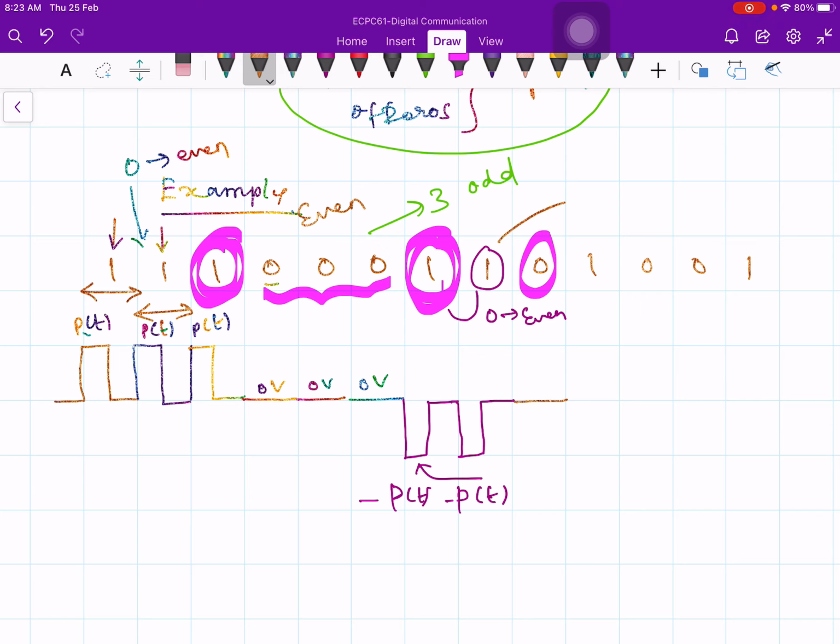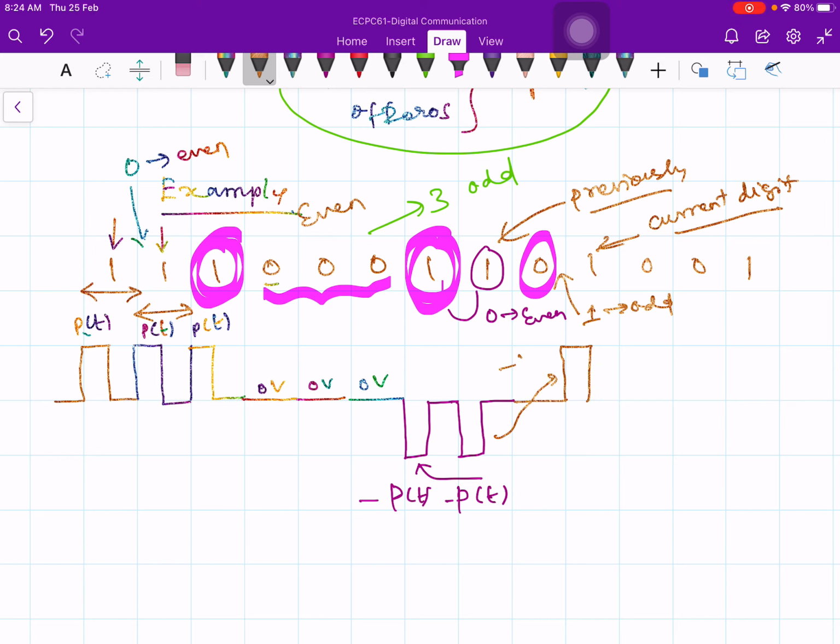And then this is the previously transmitted one. And this one is current digit. And between this current digit and previously transmitted digit, how many zeros are there? Only 1 zero. Only 1 zero means it is an odd number, right? Odd number means change the polarity. So here minus P of t, opposite of this, that is going to be minus P of t. And now 0, transmit no pulse, 0 voltage. For this 0, transmit 0 voltage.